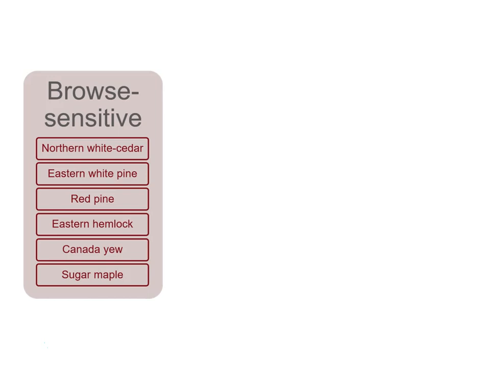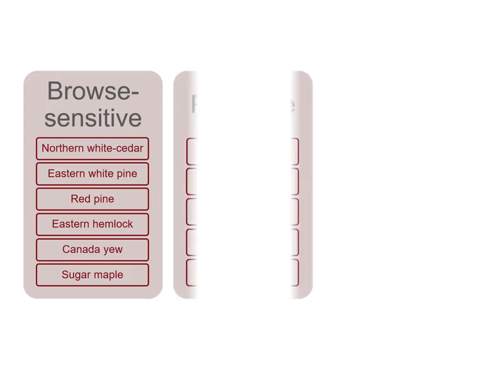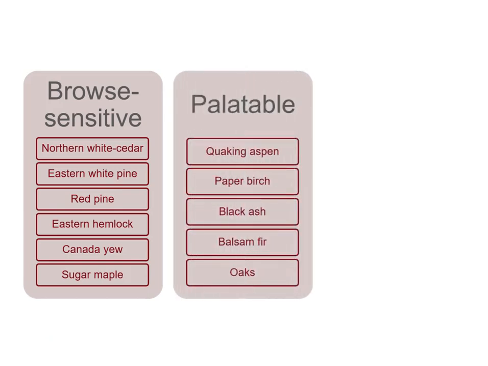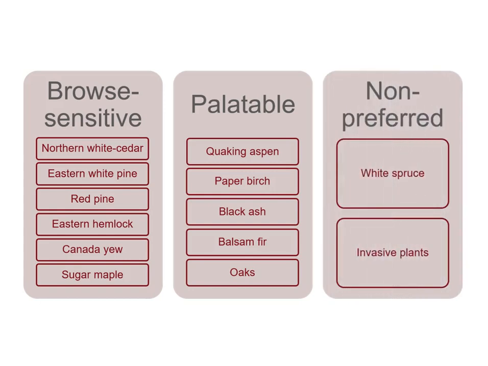In Minnesota, tree species are ranked as being browse sensitive, palatable, or non-preferred. The browse-sensitive species on the left are ones that are known to be preferred species in Minnesota. Deer will also eat the twigs, buds, and foliage of other palatable species, but only if there are no other food sources readily available. Unfortunately, deer do not prefer to eat many invasive plants, and generally avoid species like spruce because of their sharp needles.